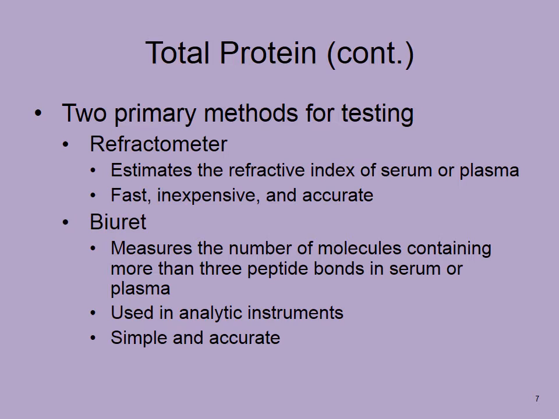The other way is a biuret, not as common, but it measures the number of molecules containing more than 3 peptide bonds in serum or plasma. It's simple, it's accurate, again, not usually used in clinic.